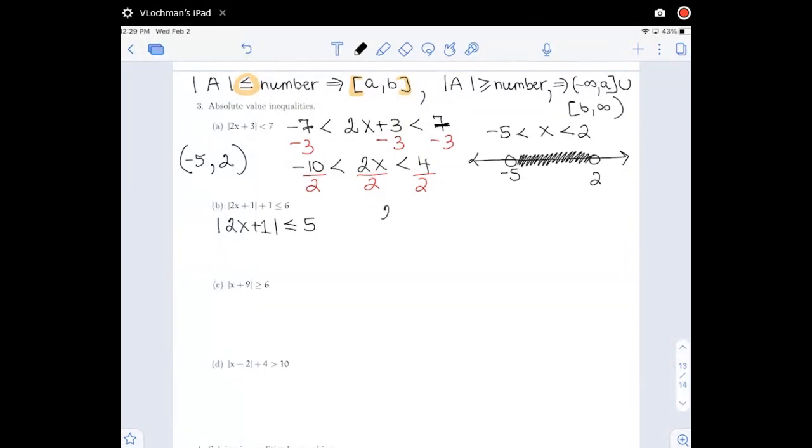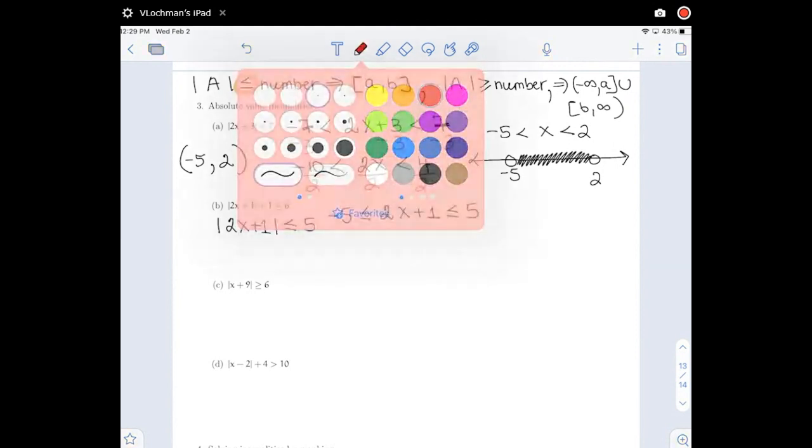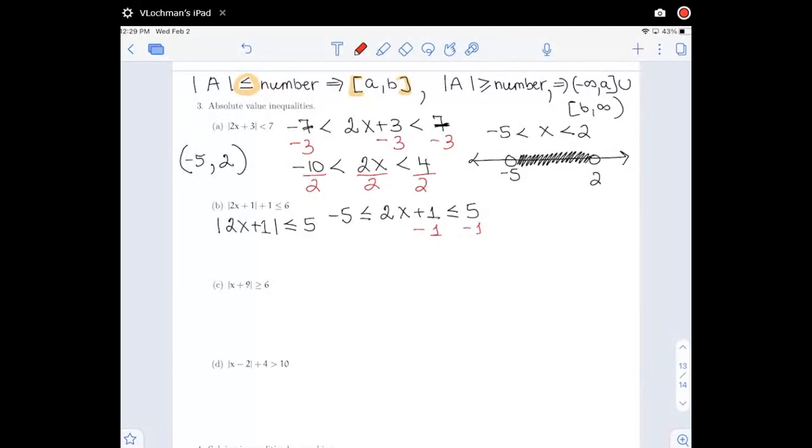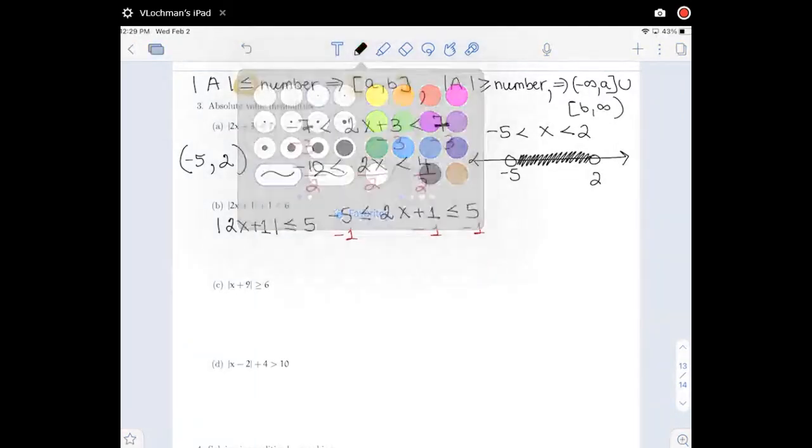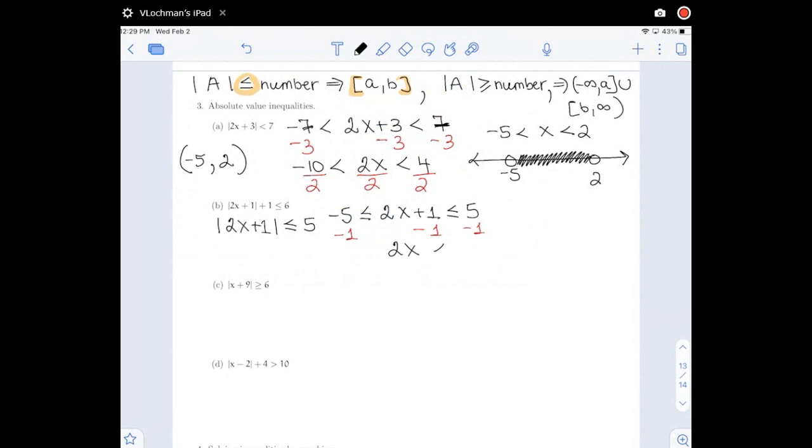Same setup. I'm going to take my expression here, 2x plus 1. Now, this is non-strict, so I have to make sure that my non-strict inequality stays true. So less than or equal to 5, greater than or equal to negative 5. Minus 1 from each side, all 3, right? This is a compound inequality, so we get 2x less than or equal to 4, greater than or equal to negative 6. So x is less than or equal to 2, greater than or equal to negative 3.